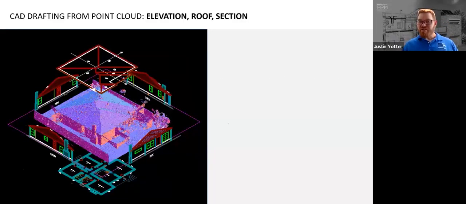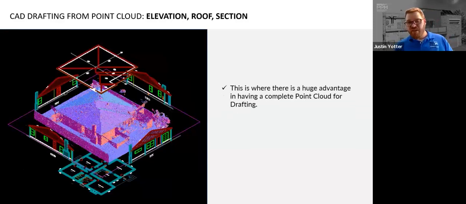All right, now let's get into drafting other views such as an elevation from the cloud. This is where there is a huge advantage in having a complete point cloud for drafting. Provided that you were able to access the roof in scanning, you will have a complete picture of not only the roof behavior, but also every height you'll need to properly draft your roof.